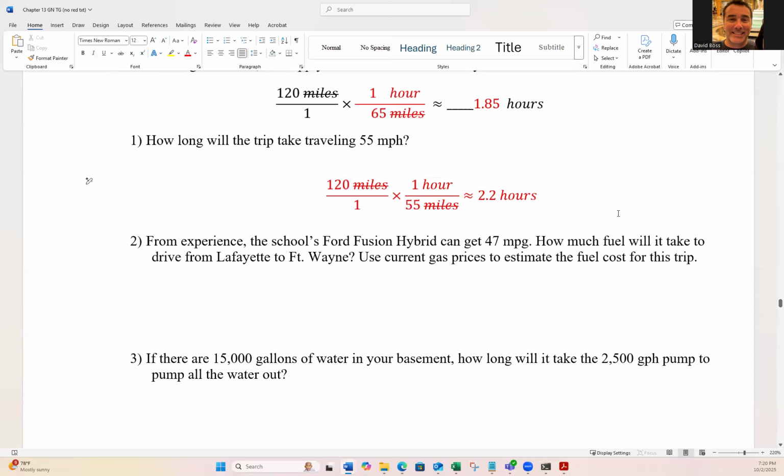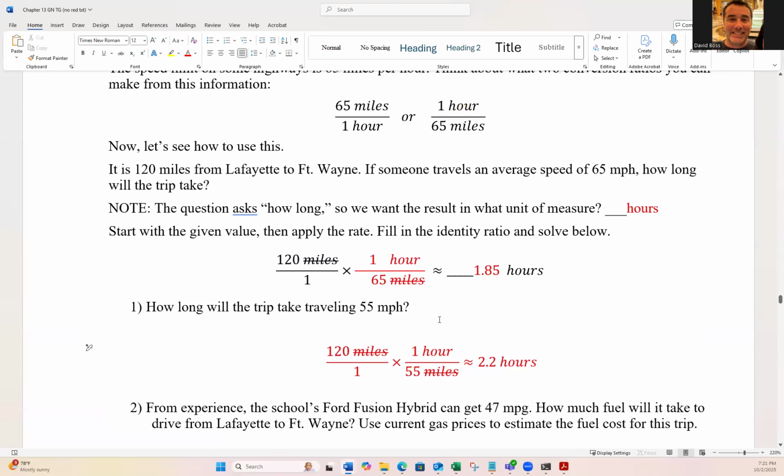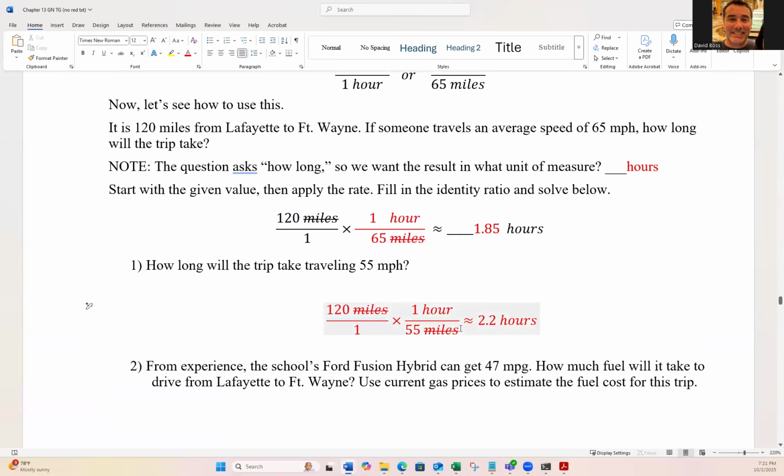All right, so it's the same setup. You're always using these identity ratios. You're always multiplying by an identity ratio, but the end result is you want the unit labels left that answer the question. So in this one, we want hours, we want time left. We want to get rid of miles entirely. So we want to make sure miles are gone.